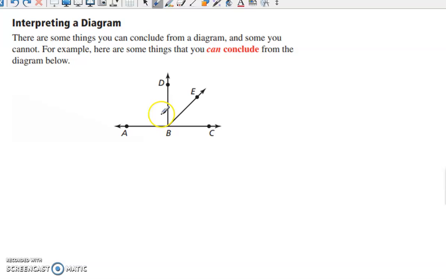All right, some things you can conclude from a diagram. Sometimes we look at this and we're like, well, this is 90 degrees. Okay, but it doesn't indicate anywhere that this is 90 degrees. Just because it looks like it doesn't mean we can conclude that.